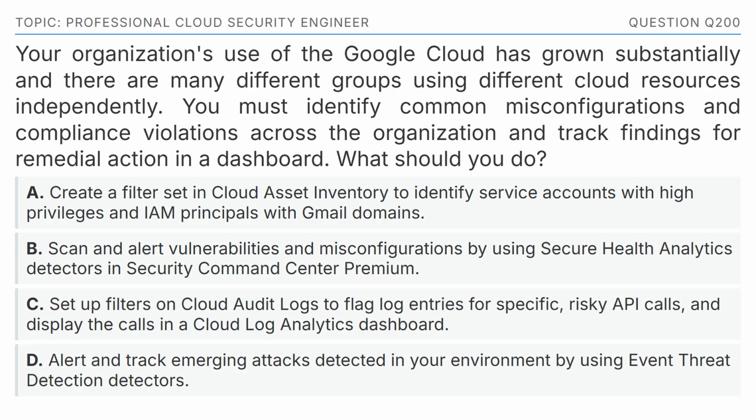The options are: Option A, create a filter set in Cloud Asset Inventory to identify service accounts with high privileges and IAM principals with Gmail domains. Option B, scan and alert vulnerabilities and misconfigurations by using Security Health Analytics detectors in Security Command Center Premium. Option C, set up filters on Cloud Audit logs to flag log entries for specific, risky API calls, and display the calls in a Cloud Log Analytics dashboard. Option D, alert and track emerging attacks detected in your environment by using Event Threat Detection detectors.